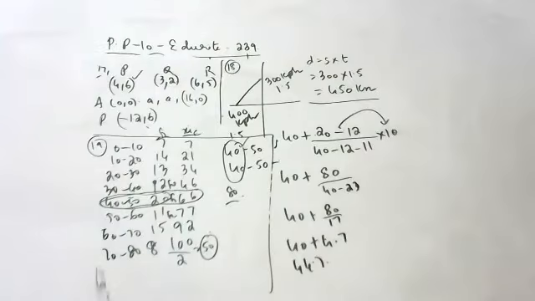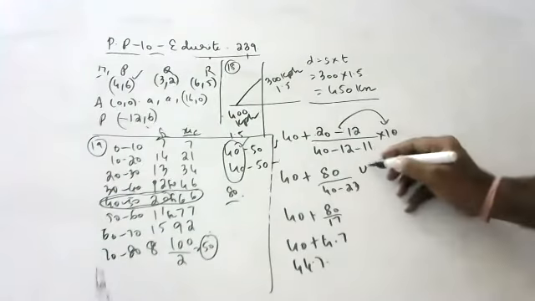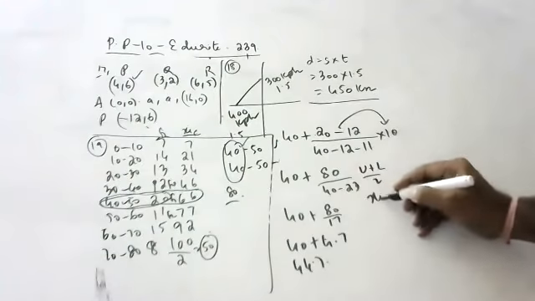Half of the upper limit plus lower limit of a class is called the class mark. Upper limit plus lower limit by 2 is called the class mark.